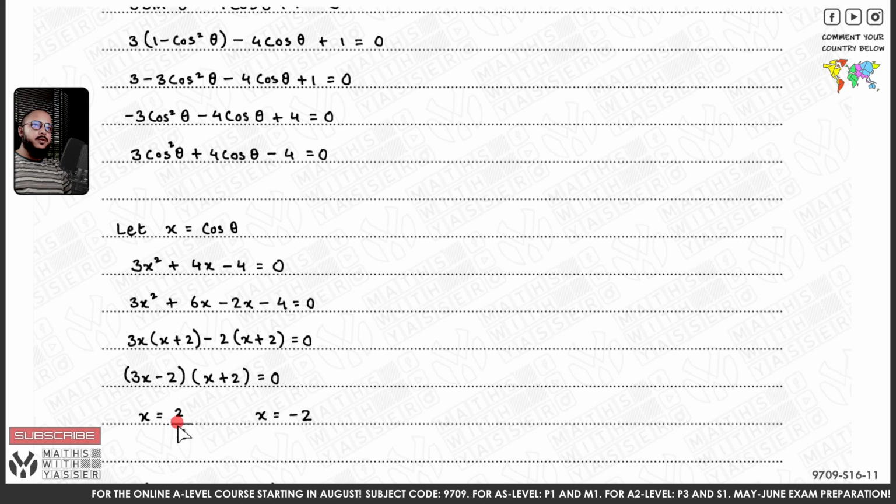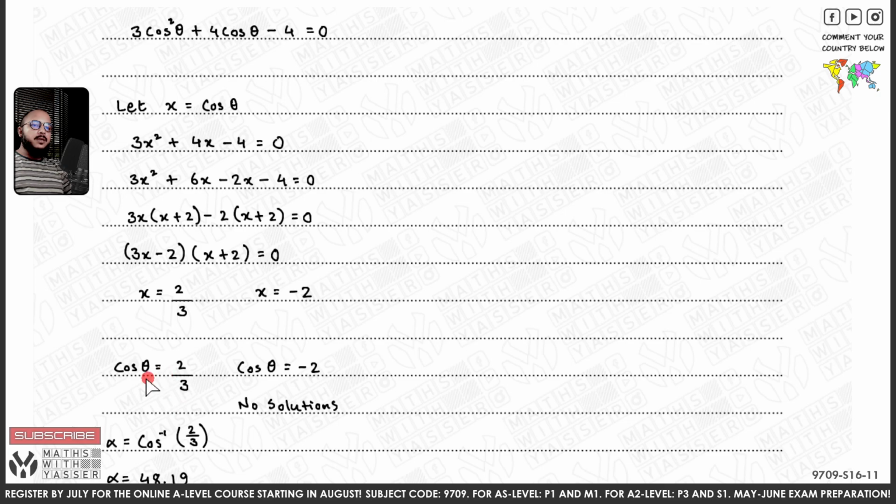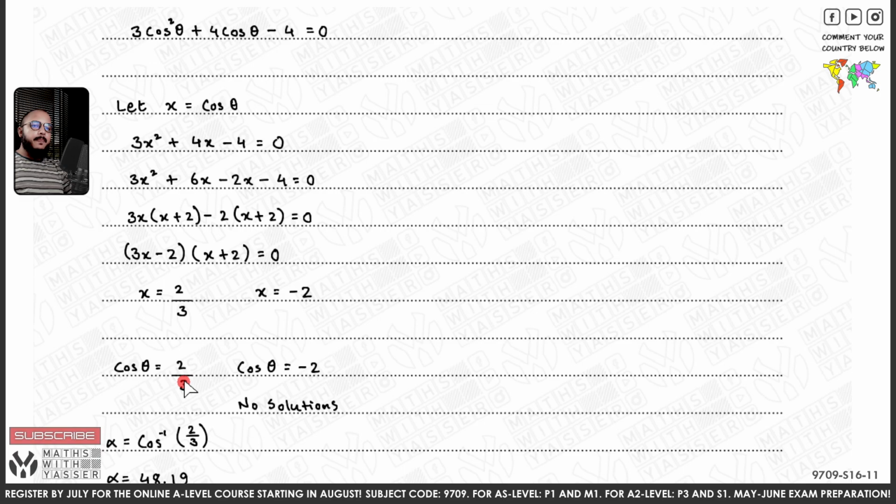Therefore, x must be 2/3 and x must be −2, which is the same as cos θ = 2/3 and cos θ = −2. If you know the graph of cos θ, the maximum and minimum lie between positive 1 and negative 1. That means if cos θ is −2, we will not get any solutions. So we can only continue with cos θ = 2/3, which is a proper fraction.